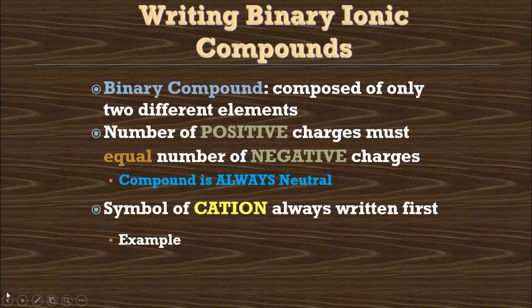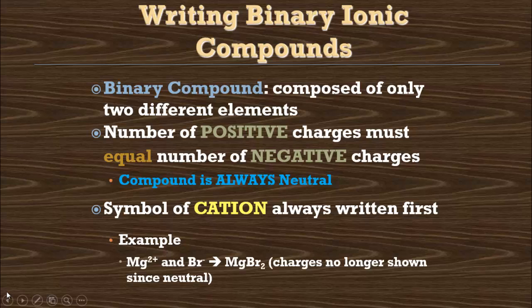We are always going to list the symbol of the cation first. So, for example, if we were to take Mg plus 2, so magnesium, again, look it up on your pink sheet, you can see it usually comes with a positive 2 charge, and bromine, which is a negative 1, and again, you can look it up, and its most common is a negative 1, and we combine them, we are going to get MgBr2. You'll see that once we make the compound, the charges are no longer shown because it is neutral.